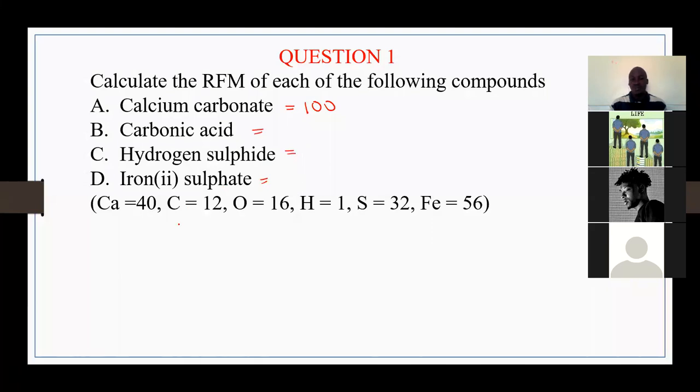Raymond, please try out these questions as fast as you can. 60. For carbonic acid, it shall be 60. Yes, I've noted it down. Thank you. 60.